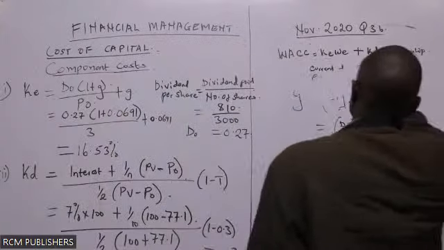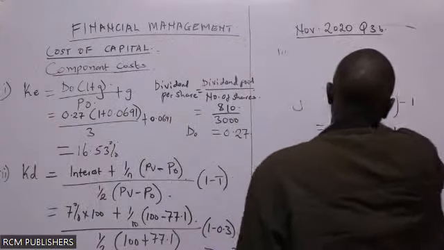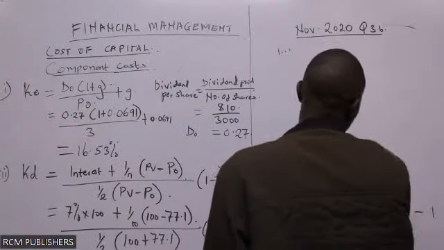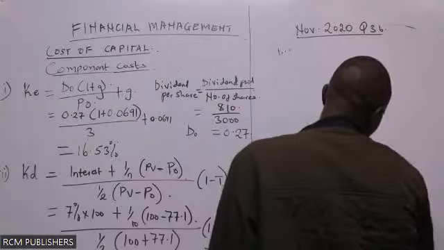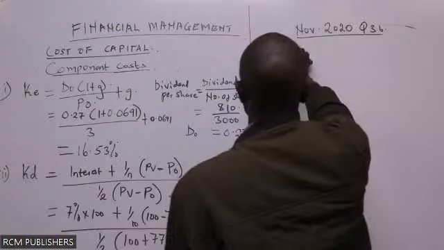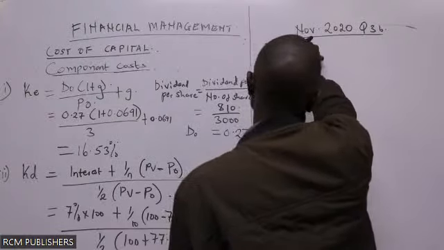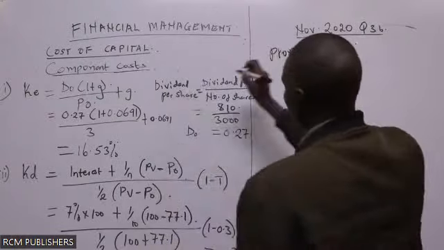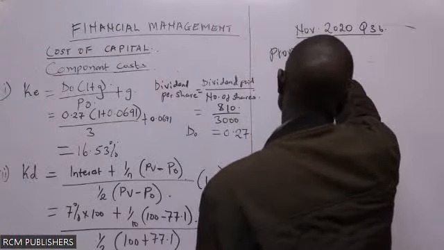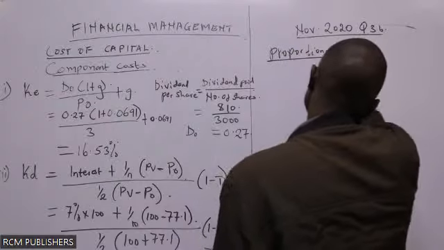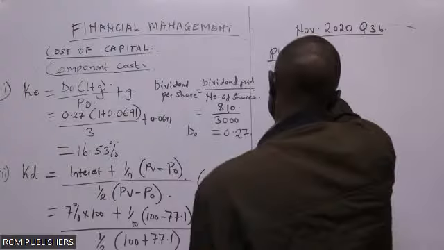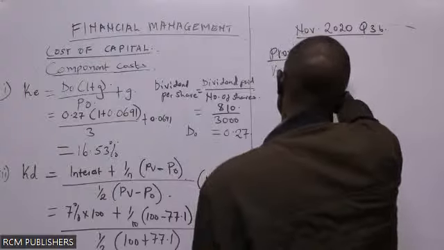So you see, you people, you are examiners. With that, I know that I'm now able to compute the proportions. What are the value proportions? I have only these two components. I don't have the preference share, therefore I go to the proportions. To get the proportion, I need to get the value of ordinary share.